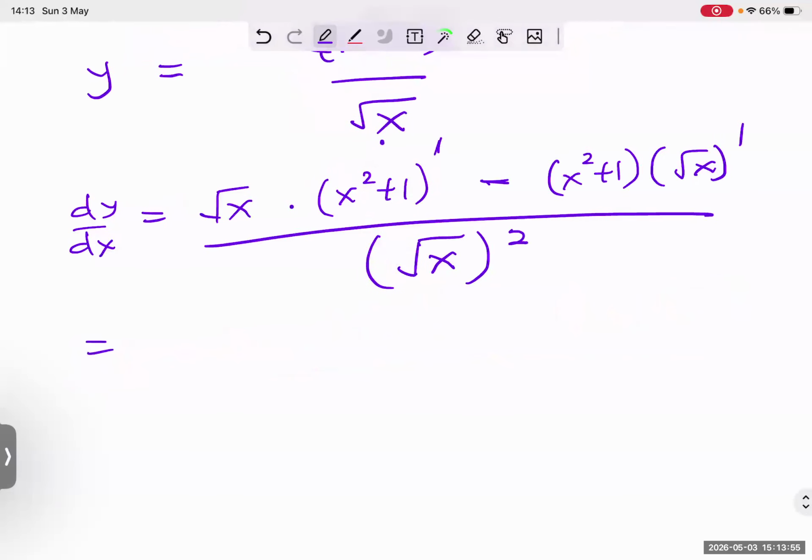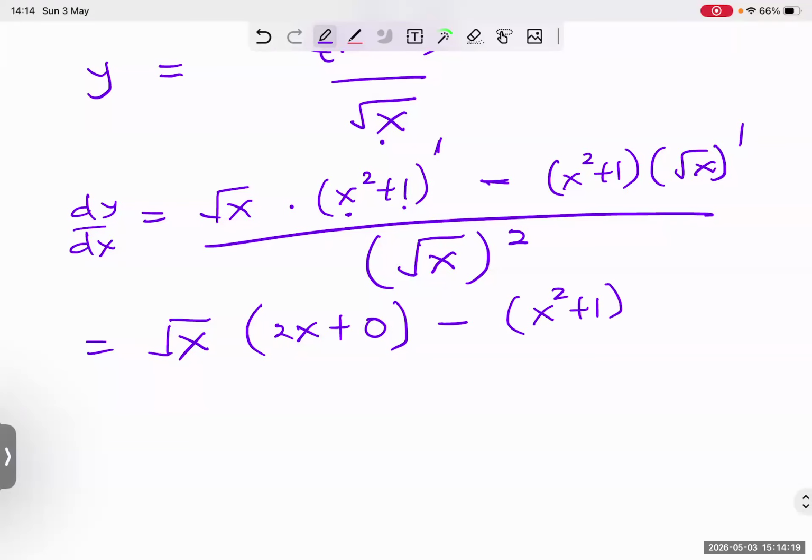They say square root of x. I have a prime on top of the x squared plus 1. That means that we need to differentiate x squared plus 1. So we differentiate the x squared, that will give us 2x. Plus, we differentiate 1, that will give us 0. Minus x squared plus 1.